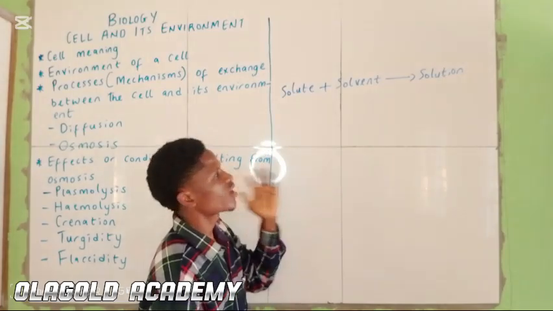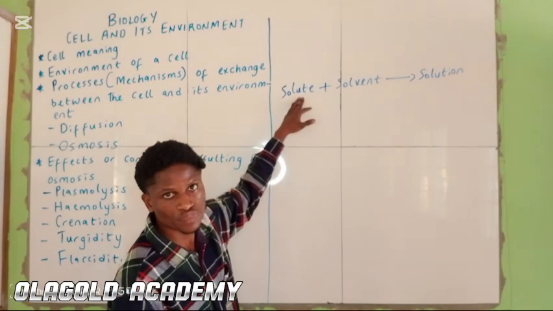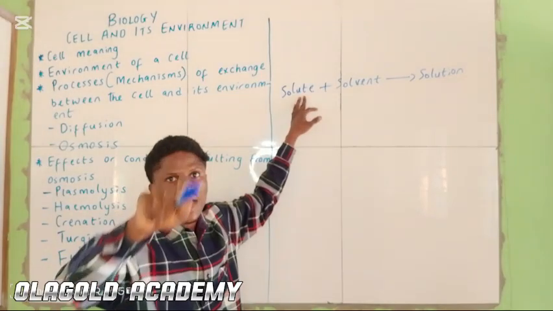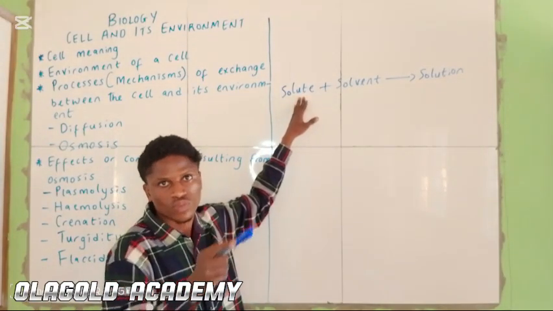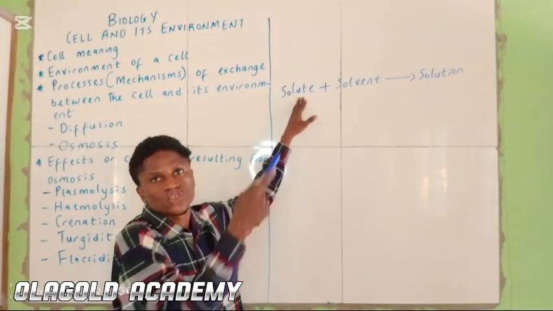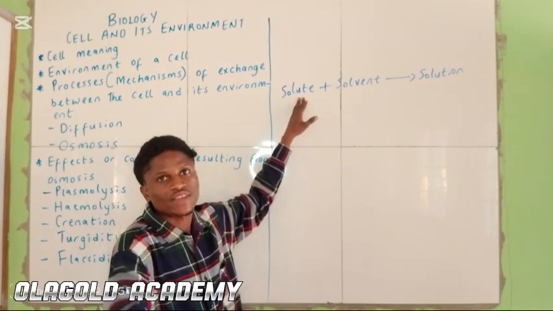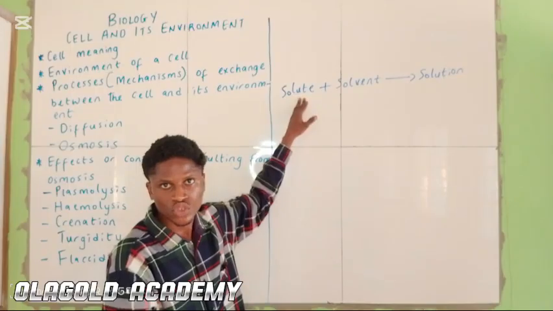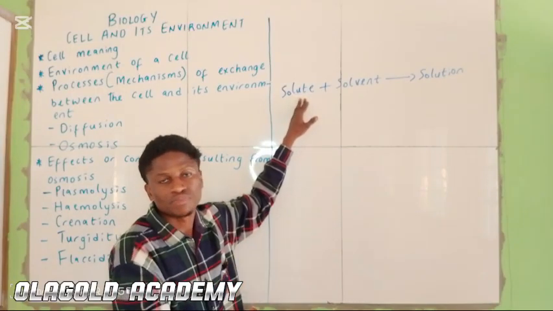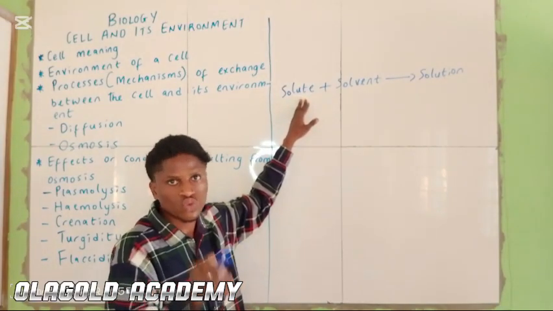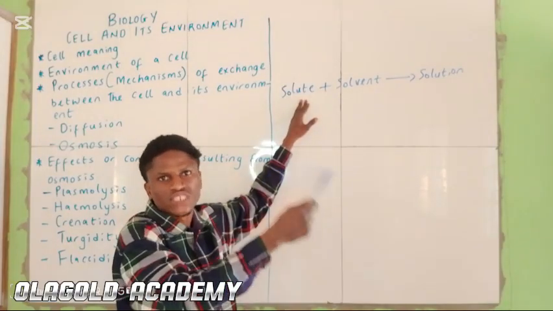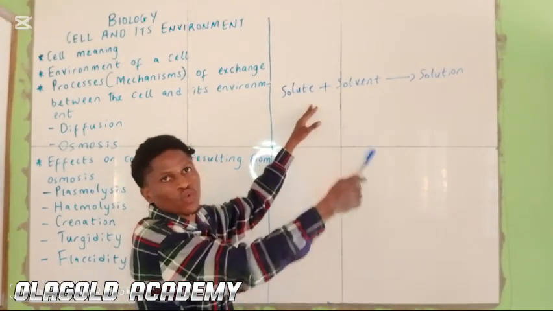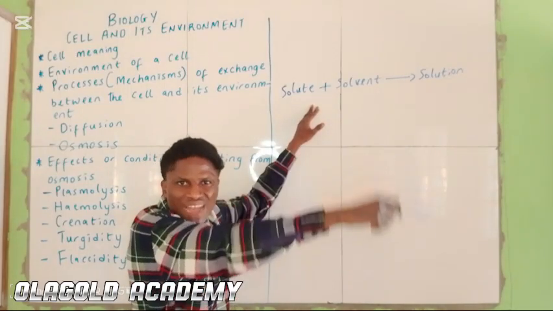And I've mentioned some solutes that are present outside the cell. We have like sodium ion, chloride ion, calcium ion, and proteins. These are solutes outside the cell. We have hormones. They are present outside the cell.